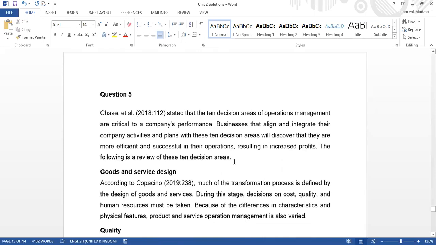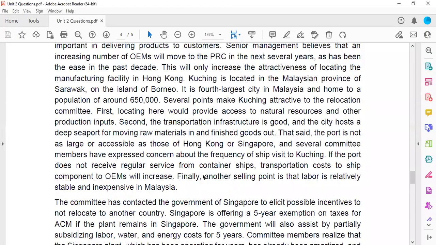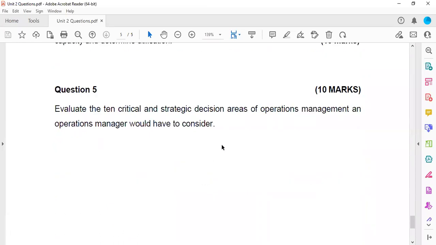Okay, there's an additional question that I have. Let me share. You can see a question sometimes that will be asking you about the critical and strategic decision areas. The question might say, evaluate the 10 critical and strategic decision areas of operations management that an operations manager would have to consider. You might find this under a case study, maybe as the last question of the case study, and there will be an operations manager in the case study. So it will ask which critical and strategic decision areas the operations manager should consider. When you see such a question, these are the 10 areas.